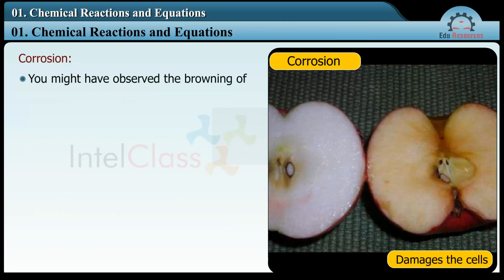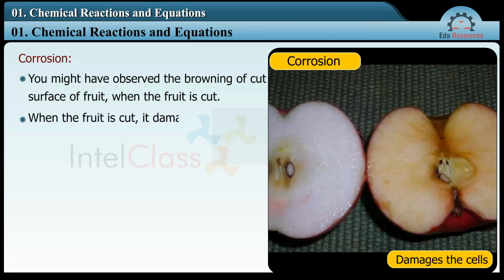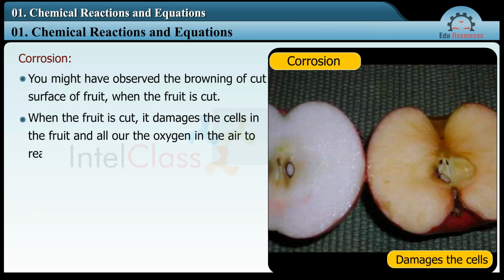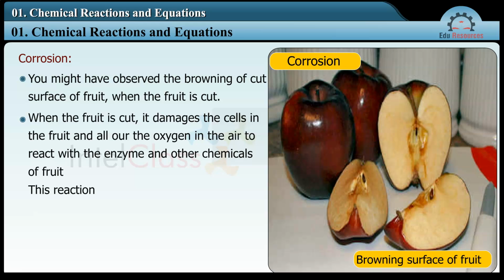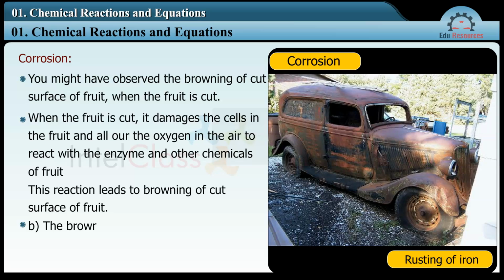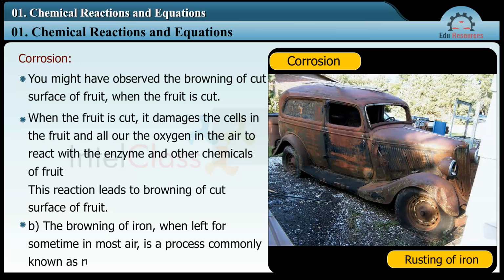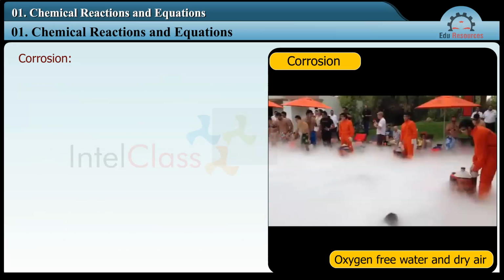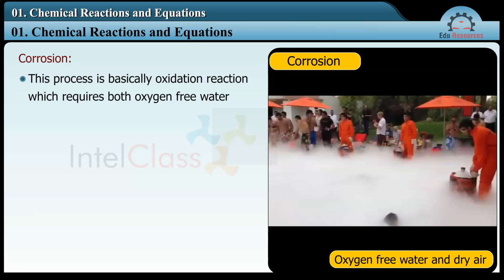You might have observed the browning of the cut surface of a fruit when the fruit is cut. When the fruit is cut, it damages the cells in the fruit and allows the oxygen in the air to react with the enzyme and other chemicals of the fruit. This reaction leads to browning of the cut surface of the fruit. The browning of iron when left for some time in moist air is a process commonly known as rusting of iron. This process is basically an oxidation reaction which requires both oxygen and water.